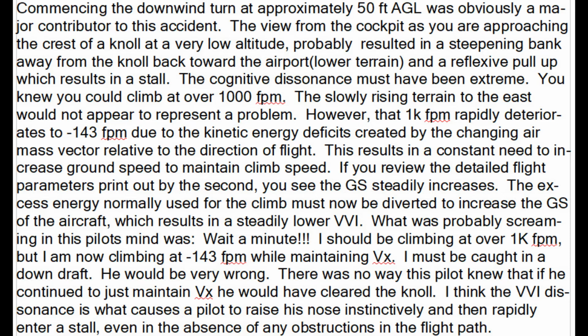What was probably screaming in the pilot's mind was, wait a minute, I should be climbing at over 1,000 feet per minute. I am now climbing at a minus 143 feet per minute while maintaining Vx. I must be caught in a downdraft. He would be very wrong. There was no way this pilot knew that if he continued to just maintain Vx, he would have maybe cleared the knoll. I think the VVI dissonance is what causes a pilot to raise his nose instinctively and then rapidly enter a stall, even in the absence of any obstructions in the flight path.